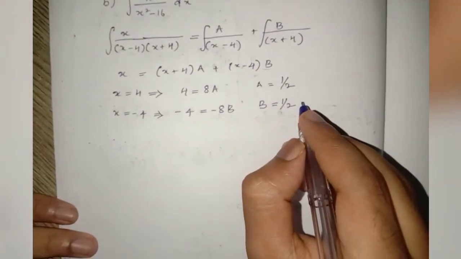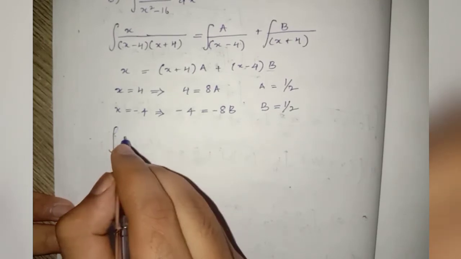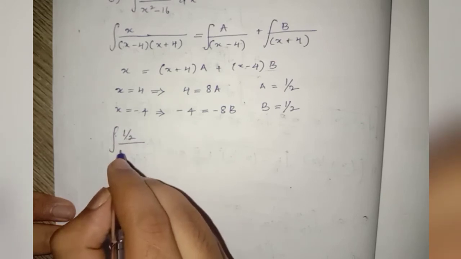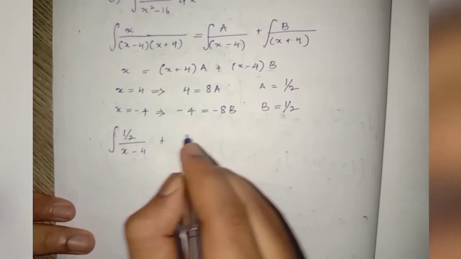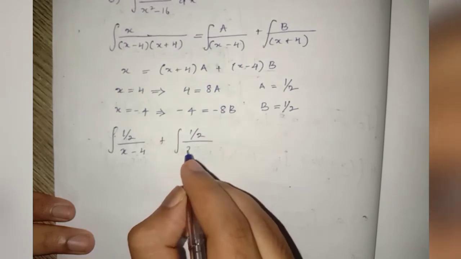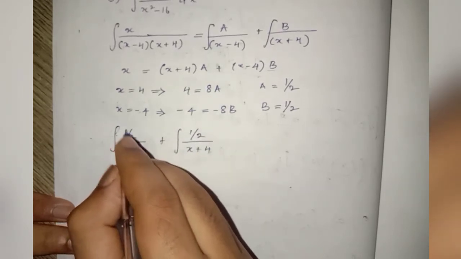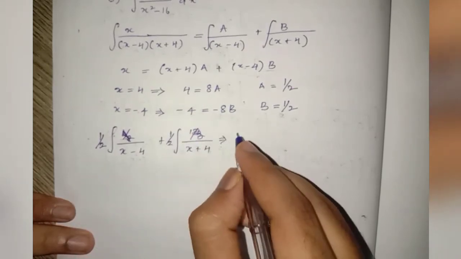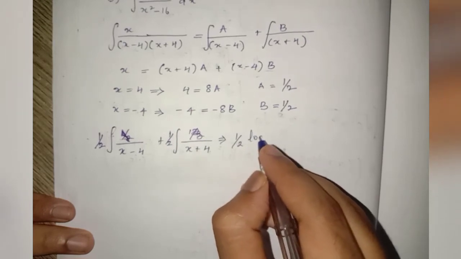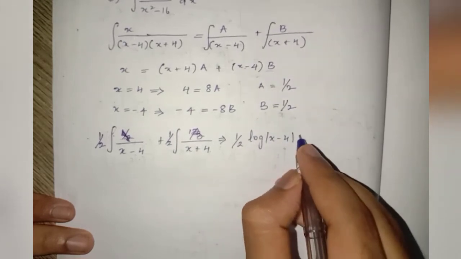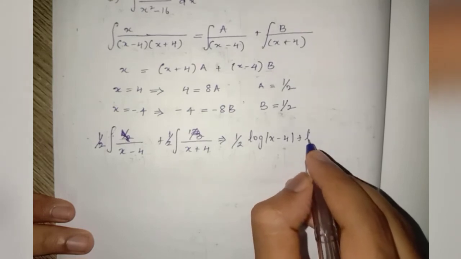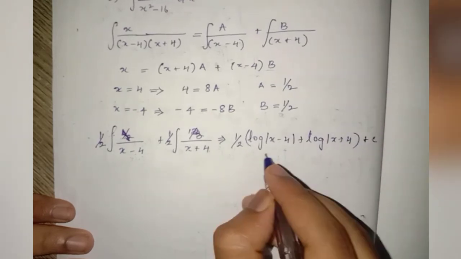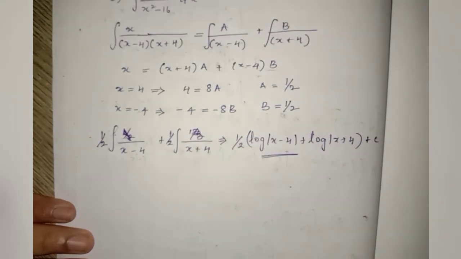Now if we rewrite the problem, we get integral a by x minus 4, which is integral 1 by 2 by x minus 4, plus integral 1 by 2 by x plus 4. Here 1 by 2 is a constant, so we can write it outside. So the final answer is 1 by 2 log mod x minus 4 plus 1 by 2 log mod x plus 4. So we can put this in a bracket. So this is the final answer. Let us move to the third question.